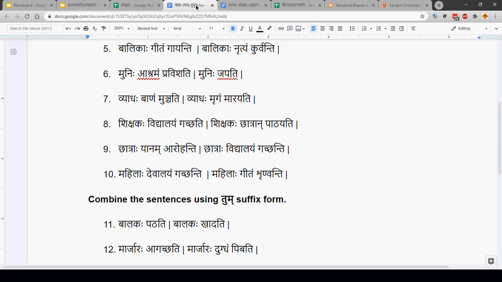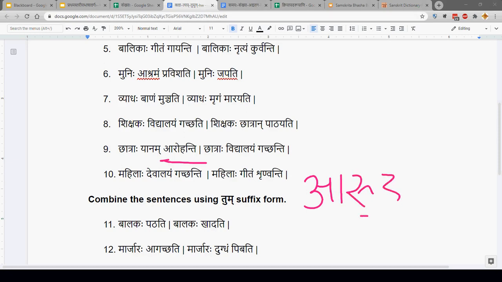You can say muktva is after releasing. Munchati is releasing. He releases the arrow. Vyadha is the hunter. Hunter releases the arrow. Vyadha mrugam marayati. Vyadha banam muktva mrugam marayati. Then shikshakah vidyalayam gatva chatran pathayati. Chatraha yanam arohanti. Here there is a prefix. Arohanti becomes aruhya.